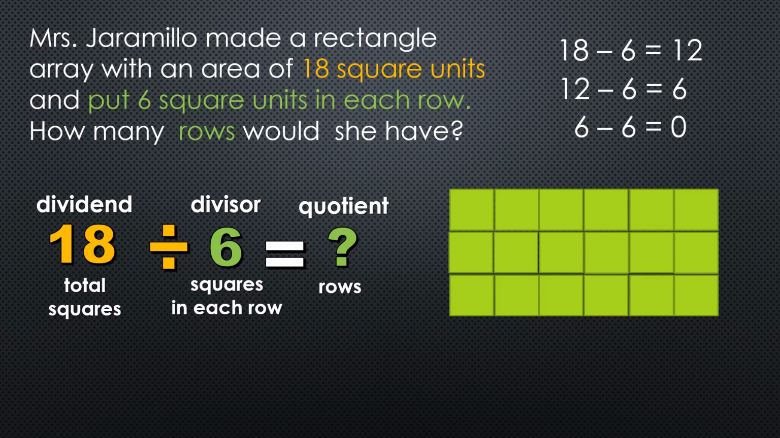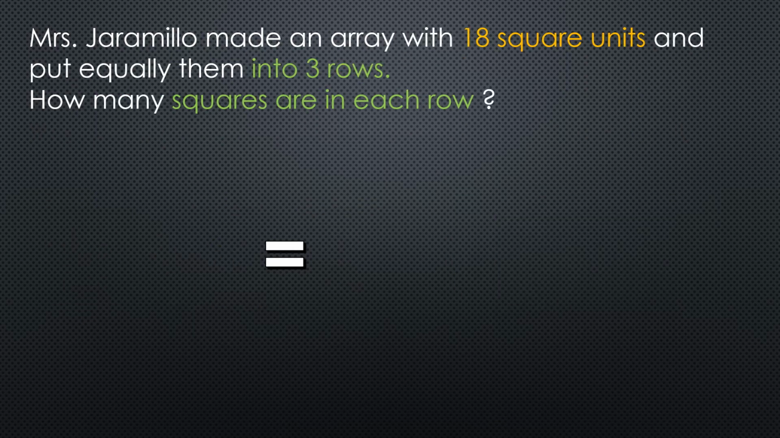So now we can see that every time we put 6 squares into a row, we were creating a group. So we can see that once we put all 18 squares into the rows, now we have 3 rows. And again, remember, we can check our division using multiplication. So we see that we have 3 rows. We see that we have 6 squares in each row. And if we add 6 plus 6, which is 12, plus 6 is going to give us 18.